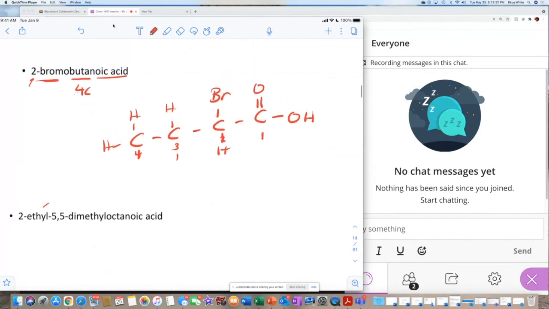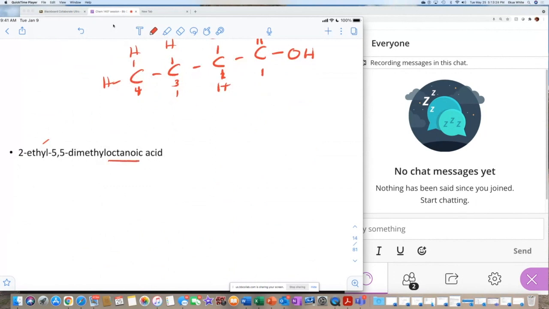Okay, next one we're working on is this one here. Again, start from the right. Octanoic. Wow, 8 carbons. 1, 2, 3, 4, 5, 6, 7, 8. Okay, so 1, 2, 3, 4, 5, 6, 7, 8. You're kind of numbering backwards, right? Our carboxylic acid is right here. We got our OH right here. So this part is done.